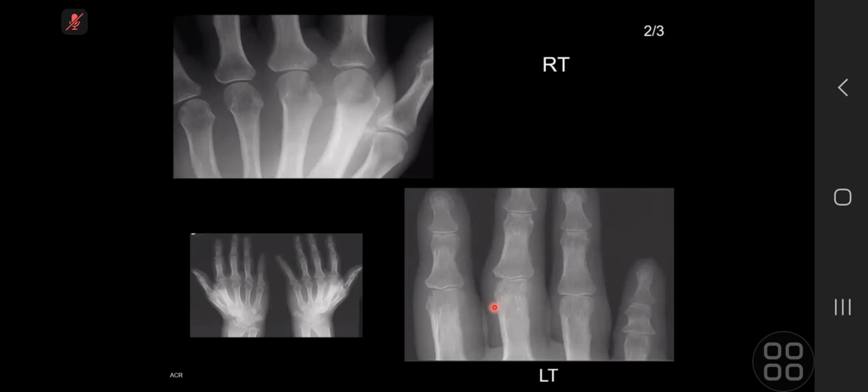Okay, so this is a zoomed image of the carpal metacarpal joints in the right hand and the proximal phalangeal joints in the left hand. I can see some juxta or periarticular erosions in the second and third digits in the proximal aspect. I can also see some periarticular osteopenia. There's also loss of the joint space.